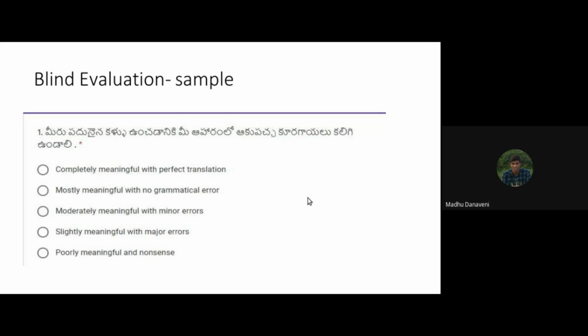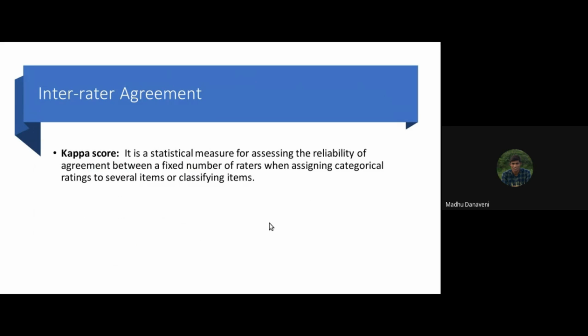So see, this is a blind evaluation sample, and here only the output is given. Based on that, it completely depends on the native speakers and their knowledge. To calculate the inter-rater agreement, we have adopted the Kappa score. It is a statistical measure for assessing the reliability of agreement between a fixed number of raters when assigning categorical ratings to several items or classifying items.